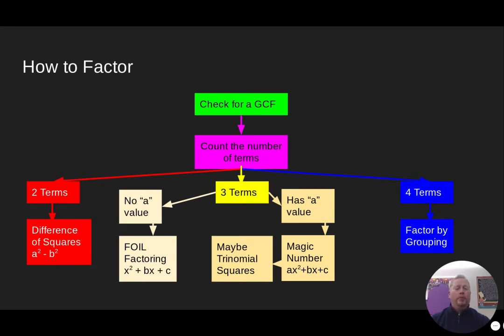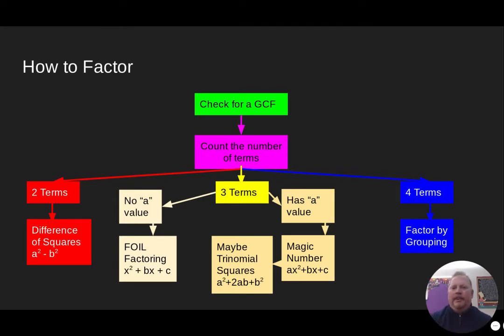But remember, for trinomial squares, the first and last numbers have to be perfect squares, and the middle number has to check out. Okay? So it has the setup of the first and last are perfect squares, and then once you figure out what the square roots of those 2 things are, you multiply them together, multiply by 2, and that has to be the middle number.